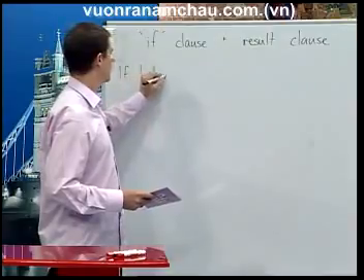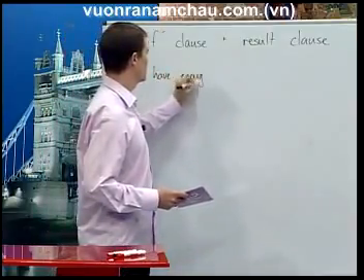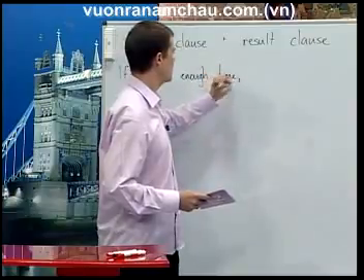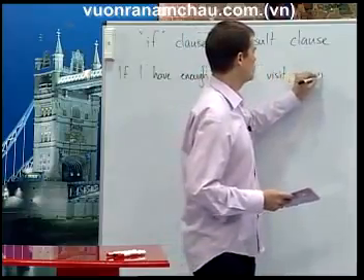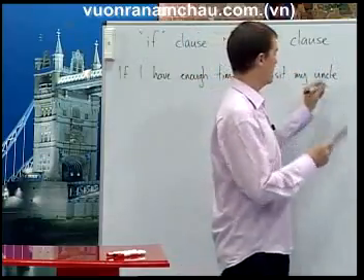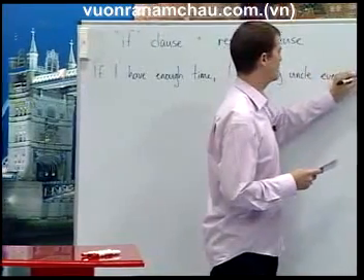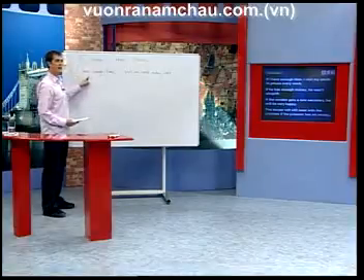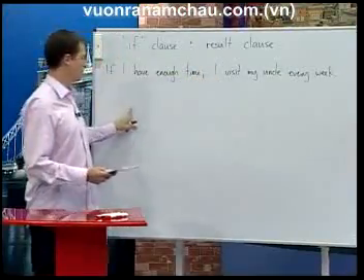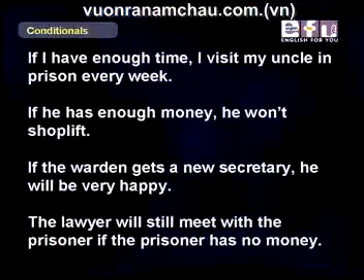If I have enough time, I visit my uncle every week. Every week. Look at that again. If clause: if I have enough time. Result clause: I visit my uncle every week. Okay, in the fourth sentence, if the prisoner has no money is the if clause. The lawyer will still meet with the prisoner is the result clause.